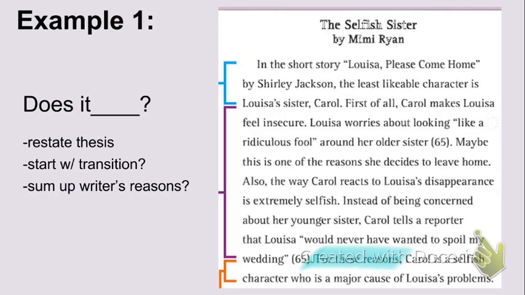The third one you want to ask is, does it sum up the writer's reasons? And in this case, it doesn't necessarily go back and restate those reasons, but it does sum up what they were trying to say in the paragraph by saying, for these reasons, and connecting it back to the beginning of the paragraph where it has all of the information and details from the text, and it sums it up by saying, that's why she is a selfish character.